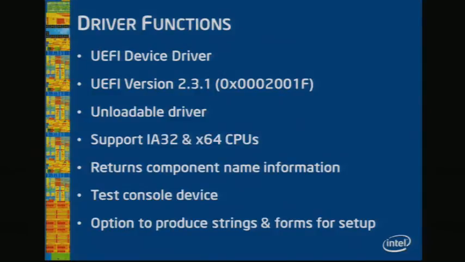What do we want for this particular driver that we're going to work on today? So we're going to just do a device driver. We're going to have a particular version. This is 2.3.1, since that's the code implementation that we have today. We don't have 2.4 yet, so 2.3.1 was the last we have. We're going to make an unloadable driver. So these are requirements that we're going to make on our driver we're going to write today. We want it to support IA32 and x64 processors. We want it to support the component name, so we can give it a user identifiable name when we query the system for that driver. It's going to have the test console device protocol.